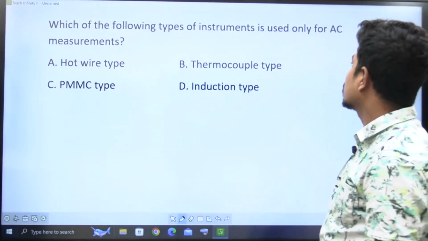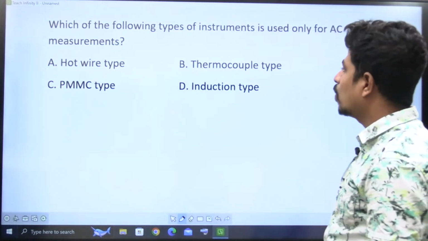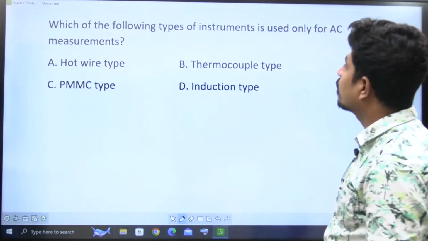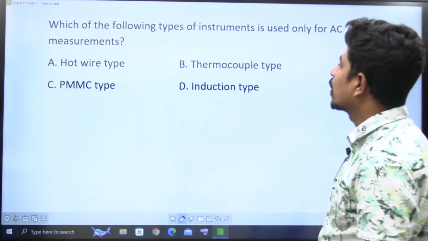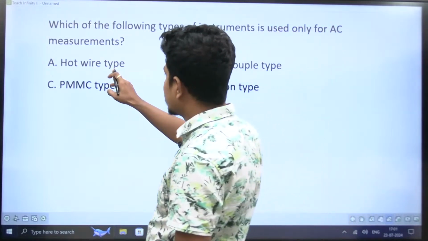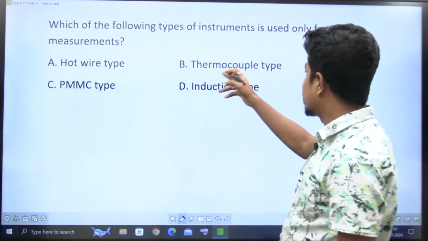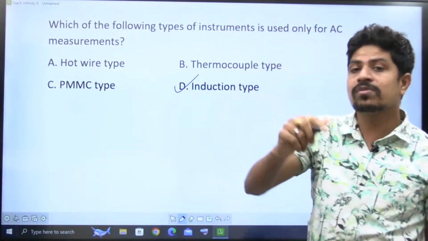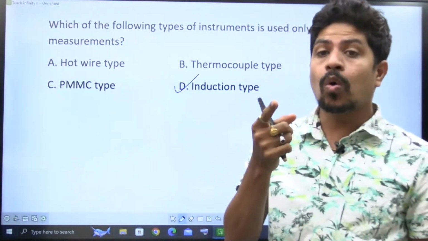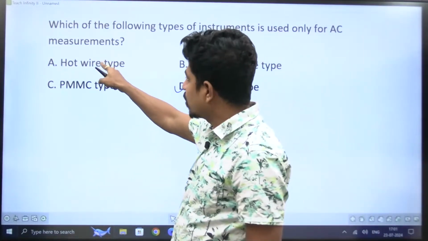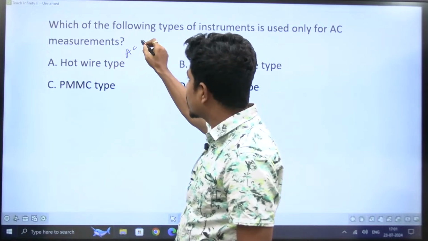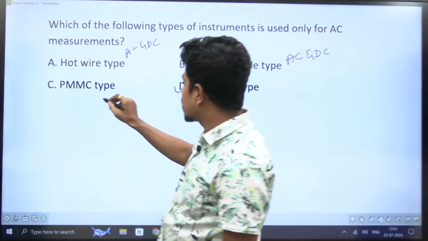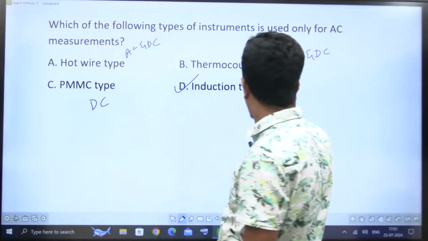Next question, please. Which of the following types of instruments is used only for AC measurement? PMMC is used for DC. Hot wire can be used for AC as well as DC. Thermocouple for AC as well as DC. You'll get a little confused with the question. He's asking which is used only for AC. Hot wire type instrument is AC and DC. Thermocouple for both AC and DC. PMMC only DC, but induction only AC.